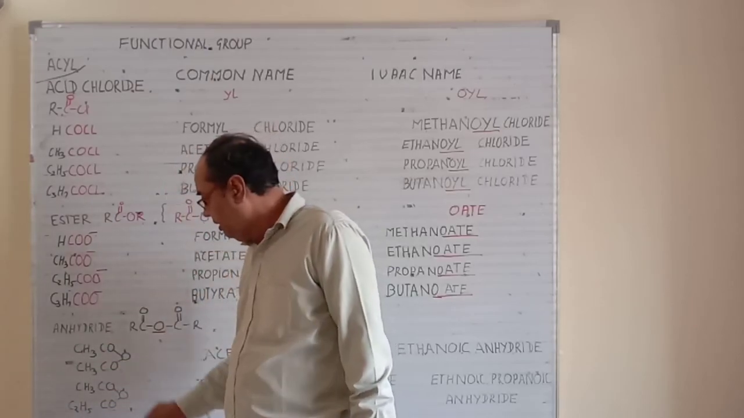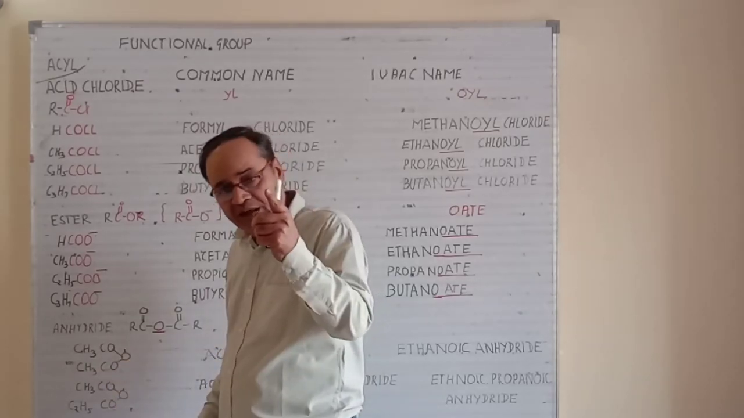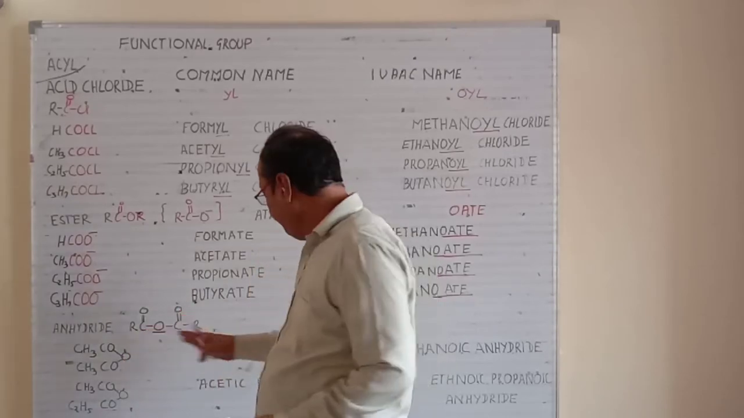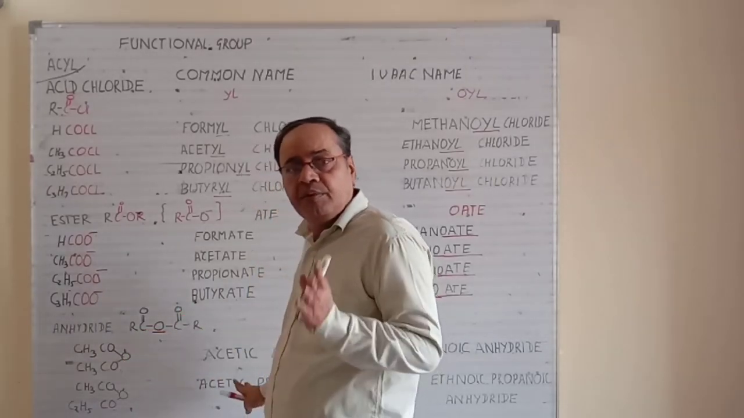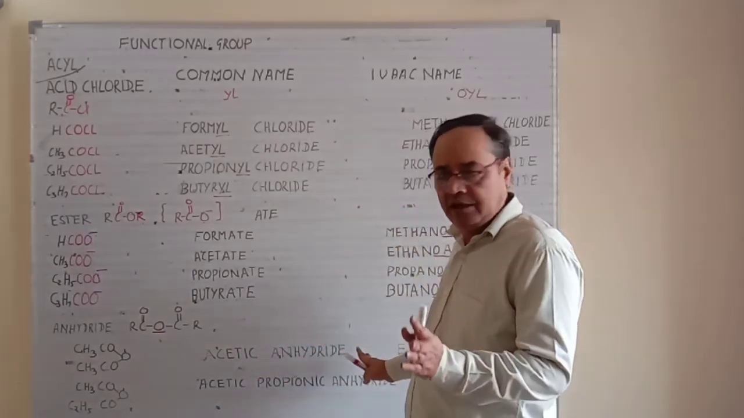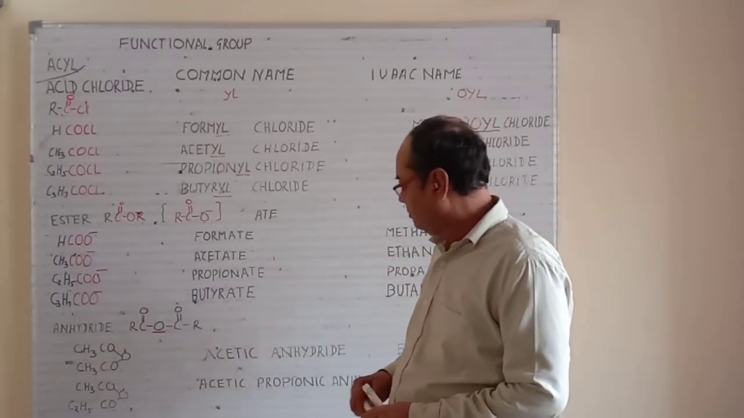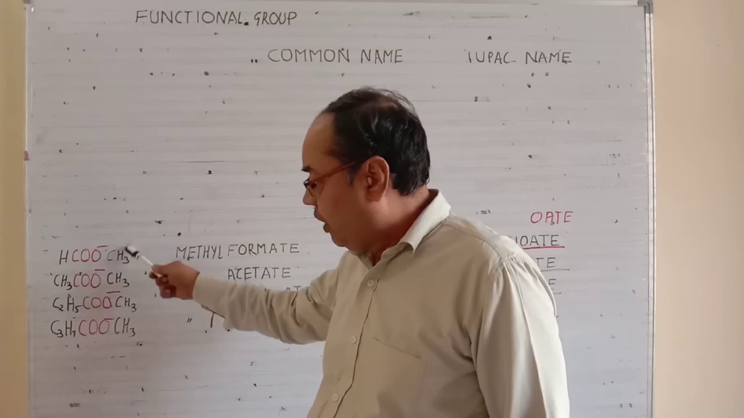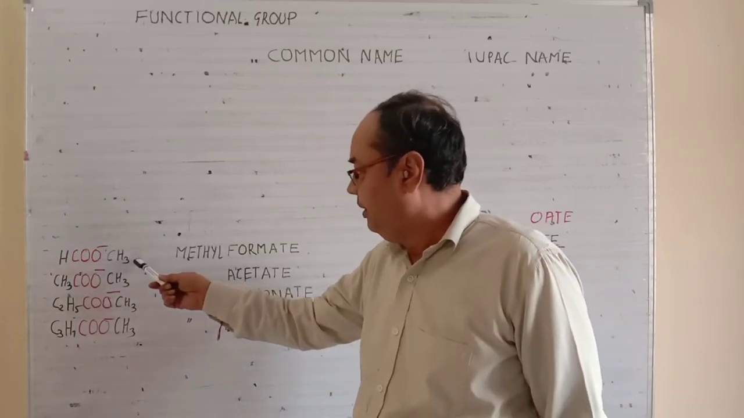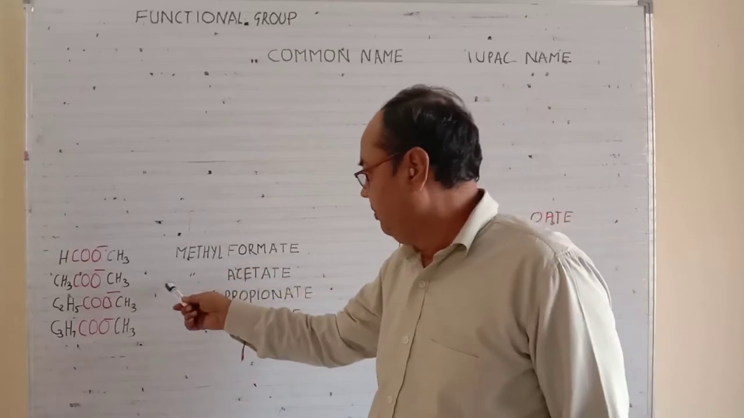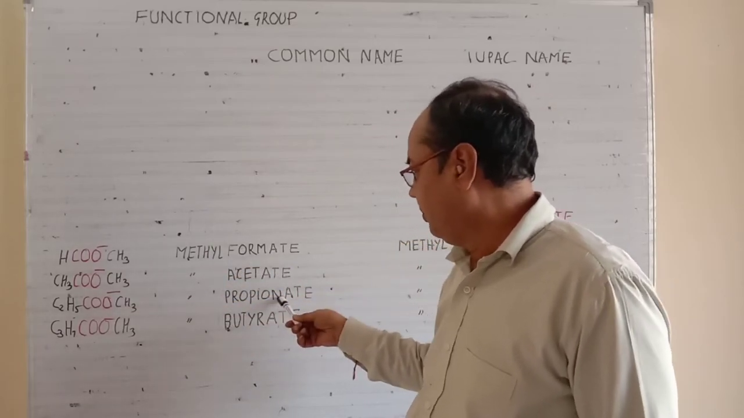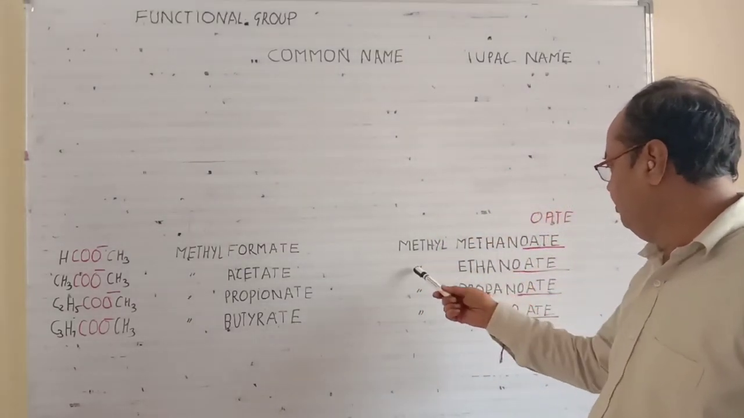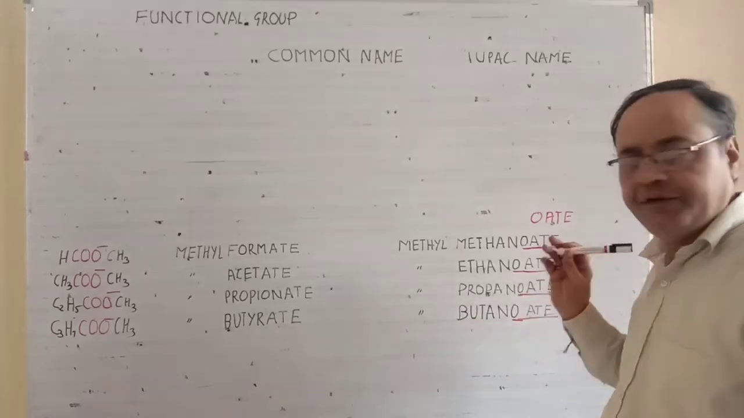Again, just keep in mind, if both groups are the same, you have to write it only once. If both groups are different, then you have to write according to alphabetic order, and both will have the prefix, and the suffix from the carboxylic acid is "ic". As I told you for the ester, now I have put the methyl word in front of all this. So the naming will be methyl formate, methyl acetate, methyl propionate, methyl butyrate. Same way, it is methyl methanoate, methyl ethanoate, methyl propanoate, methyl butanoate.